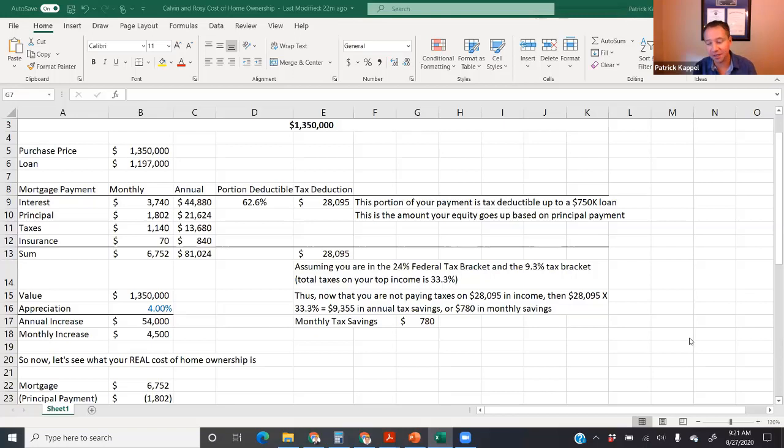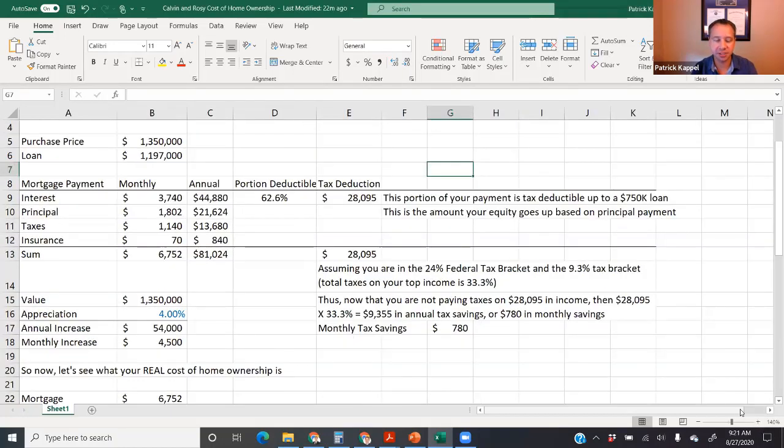Fortunately, my friends work in the medical field and they have really good jobs. The 1.35 million price tag was kind of eye-opening and jaw-dropping for them. But what was really eye-opening and jaw-dropping for them was their new monthly mortgage payment, which is going to be over $6,700 a month.